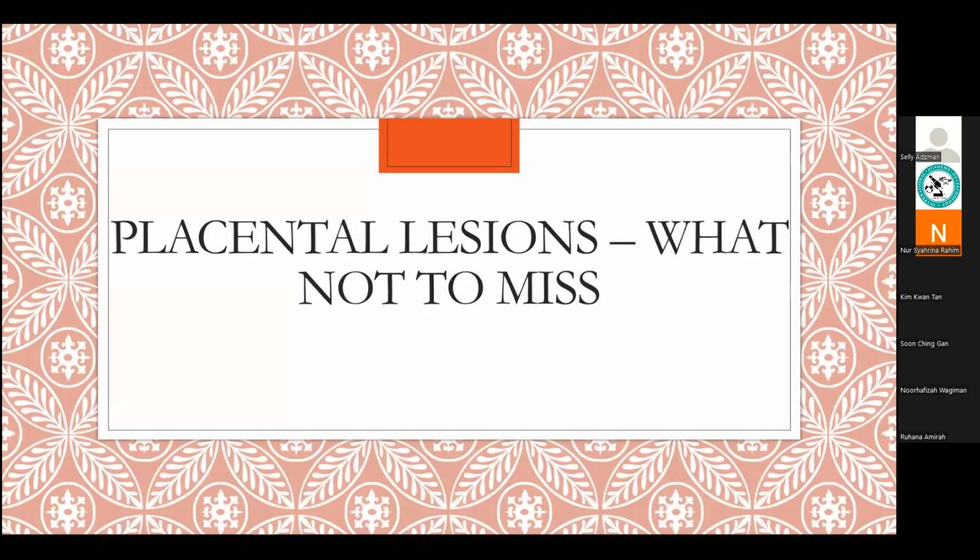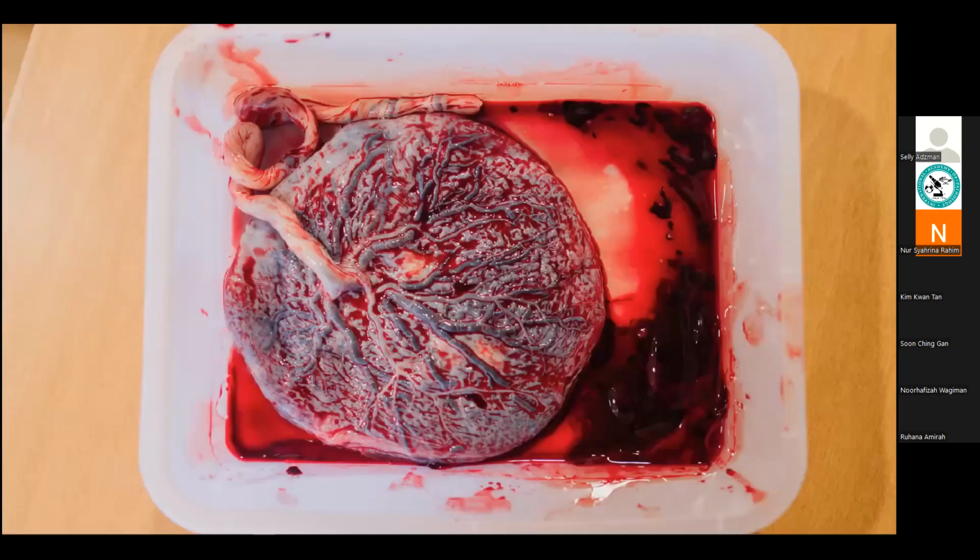Okay, I will start. This is the placenta, freshly from the mother. I'm sure you know that's the umbilical cord. This is a very nice fetal surface showing the vessels, and then of course the opposite side will be the maternal side, and you can see part of the membrane.